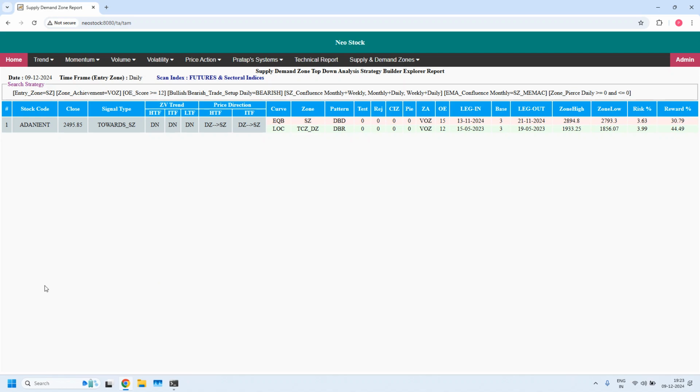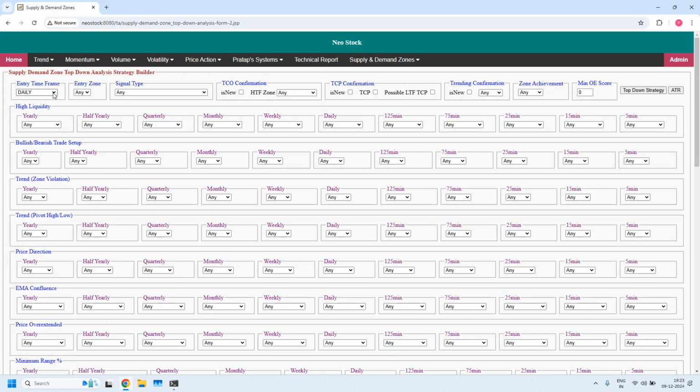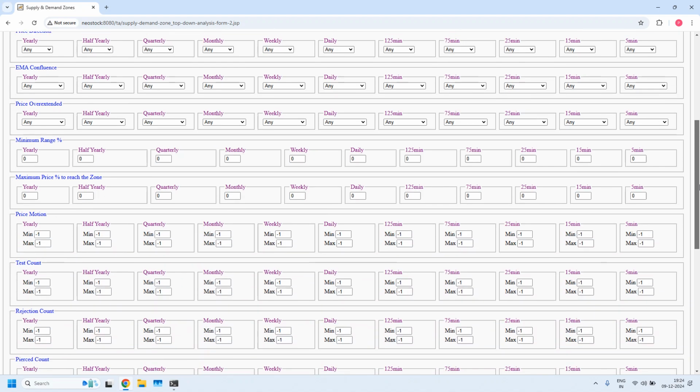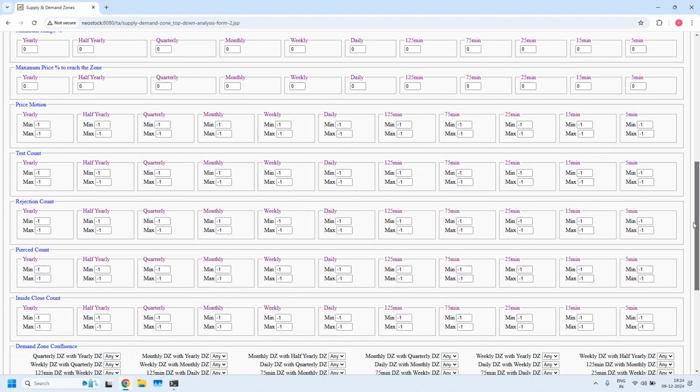Okay, next let us look for bullish trade setup for weekly income trade. Entry time frame 75 minutes. Entry zone demand zone. Bullish or bearish trade setup at 75 minutes: I am selecting bullish. This 75 minutes demand zone should not be pierced.